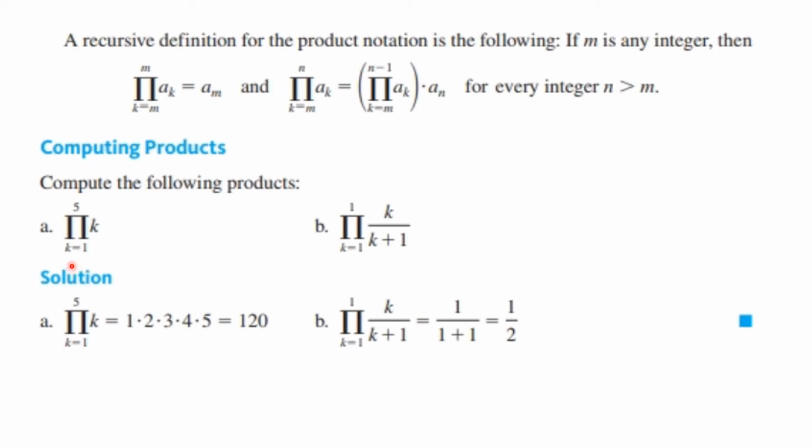Now this product is k equals 1 to 5 of, you just take k. So you're multiplying these numbers together, and you get 120. Here you are looking at k over k plus 1, so you let k equal 1, then k equal 2, and you're multiplying all these things together. But notice we're going from 1 to 1 only, and so there's only one term, and that is going to be 1/2.